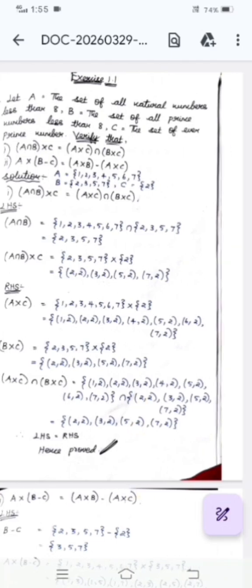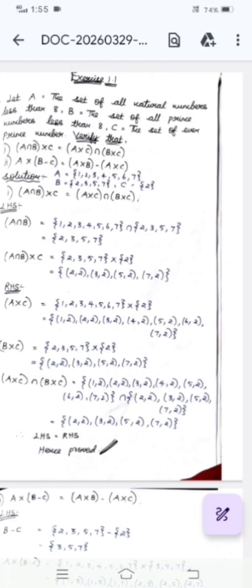Hello students, today we are going to solve class 10 maths exercise 1.1 sum number 7. Let A equal to the set of all natural numbers less than 8, B equal to the set of all prime numbers less than 8, C equal to the set of even prime numbers. We have to verify the following two subdivisions.